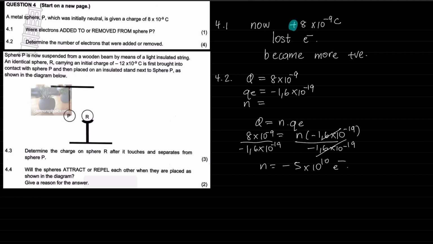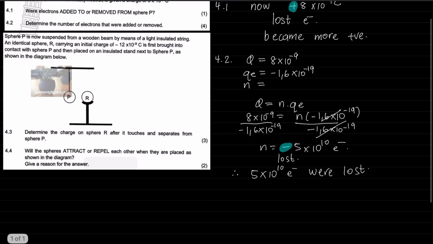Now, obviously, we don't like to leave our answer as negative. So what we will do instead is say that this negative sign tells us that electrons were lost. So we will say, therefore, 5 times 10 to the power 10 electrons were lost or removed.